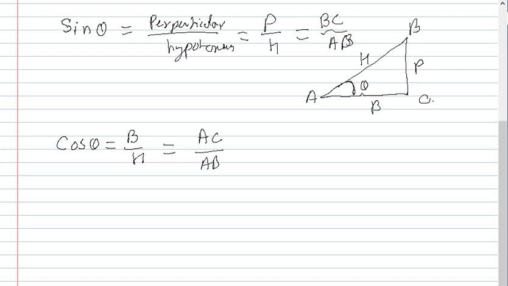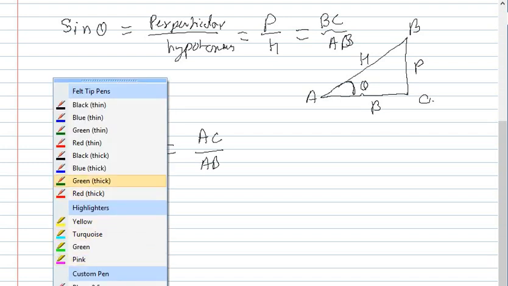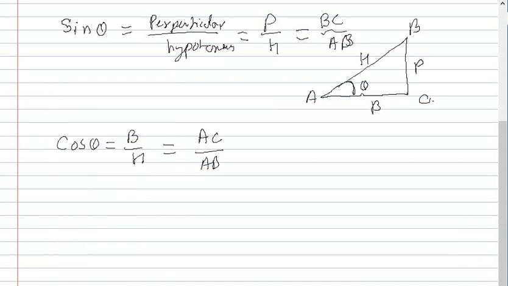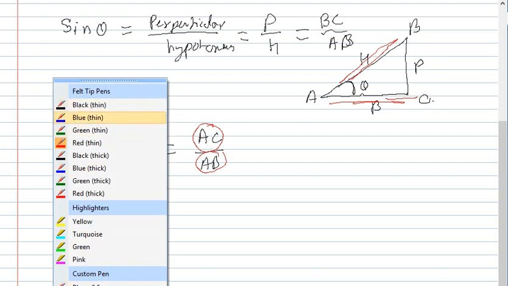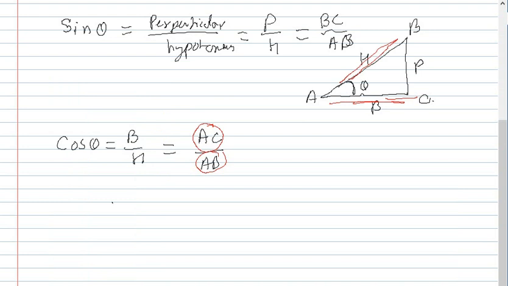And the third identity, okay, let me change the color to red. Okay, so this is AC, this is AB. See, this is AC, this is AB. Okay, now changing the color back to black.